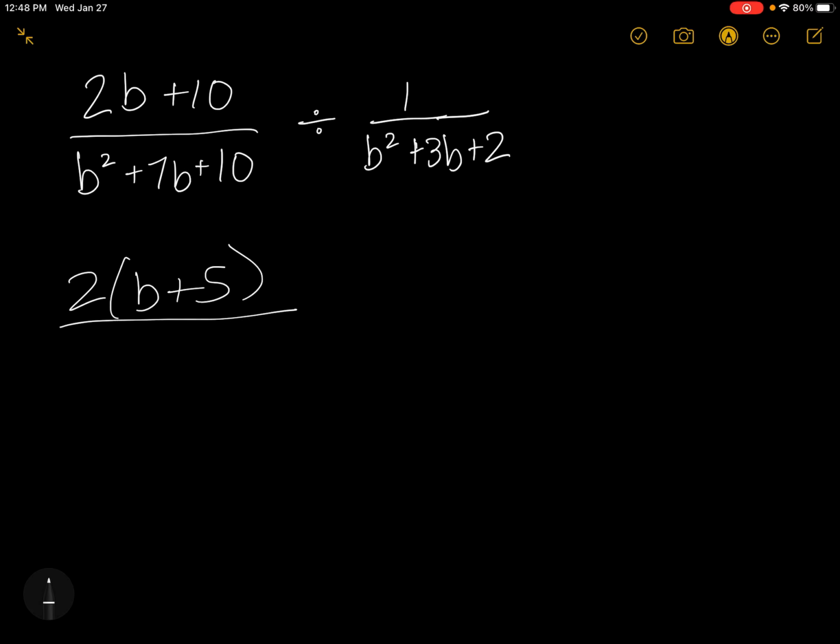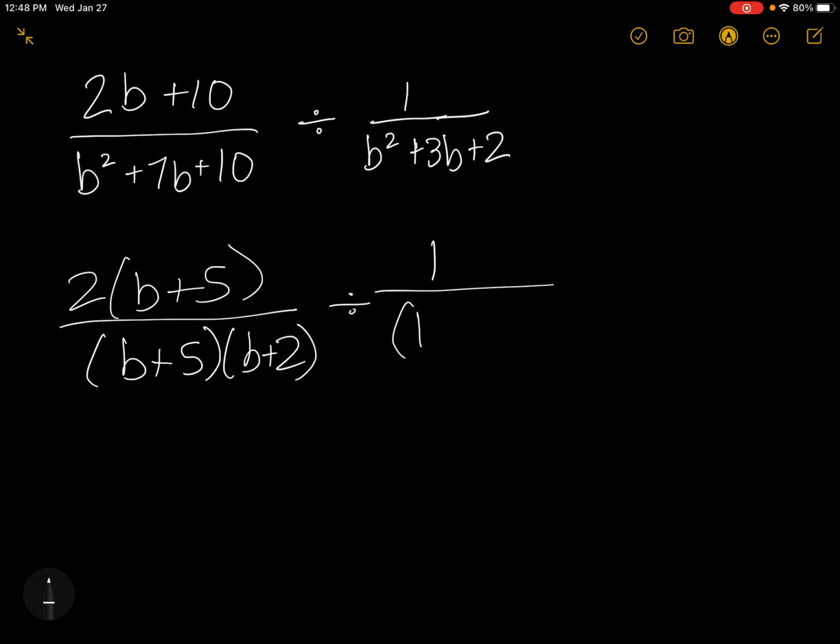Our denominator in our first rational expression, we're going to have to factor it out. So two numbers that add up to 7 and multiply into 10 are going to be 5 and 2. So we have b plus 5 times b plus 2. This is being divided by 1 as it's in its simplest form. Then we're going to factor our denominator. So 2 numbers that add up to 3 and multiply to 2 are going to be 2 and 1. So we have b plus 2 times b plus 1.